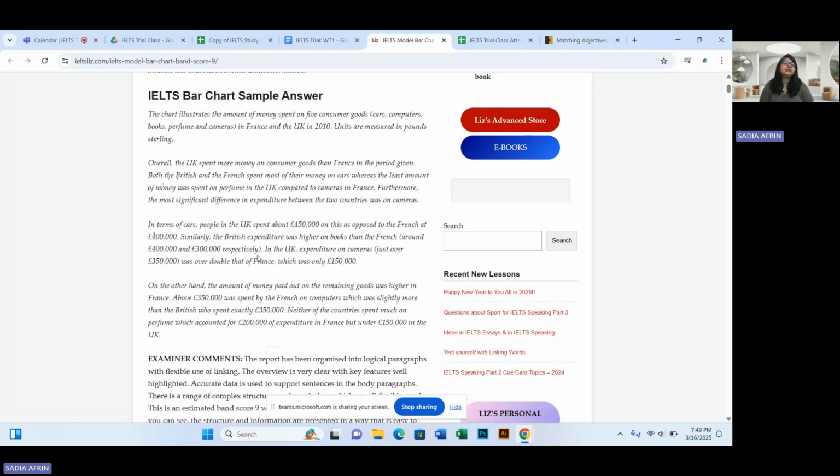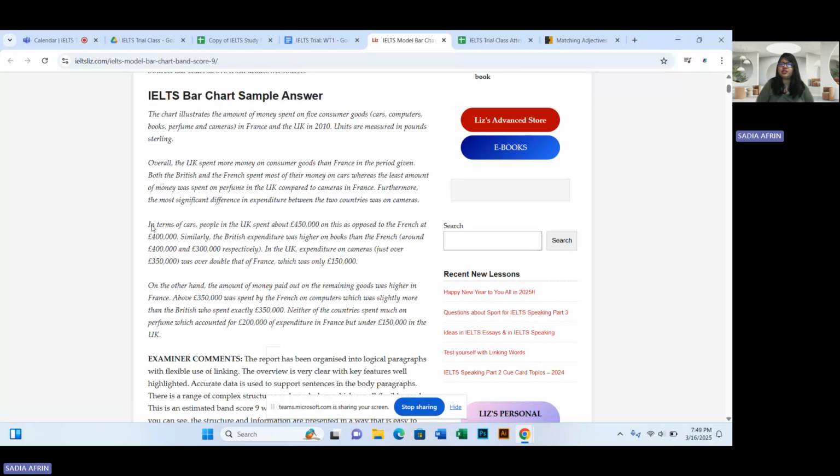So to show evidence, they mentioned further, in terms of cost, people in the UK spent about 450,000. So in the second para of the overview, they mentioned that the British and French both spent most of their money on cars. So now in the next para, you can explain how much they spent and how they spent most on them. You need to give examples, right? So in the next para, you can say, in terms of cost, people in the UK spent about £450,000 on this as opposed to the French.